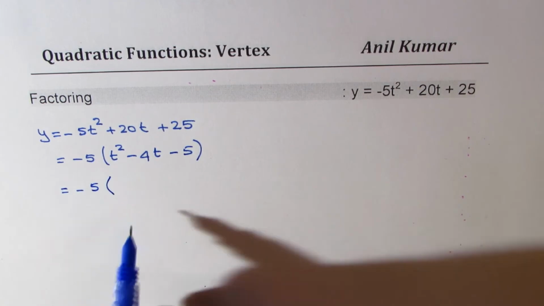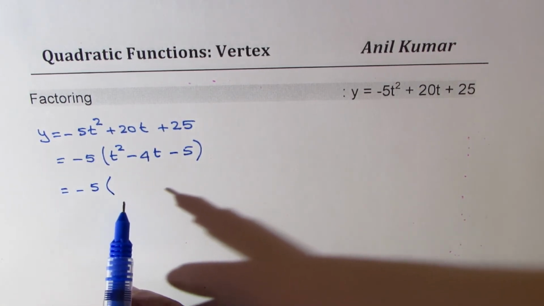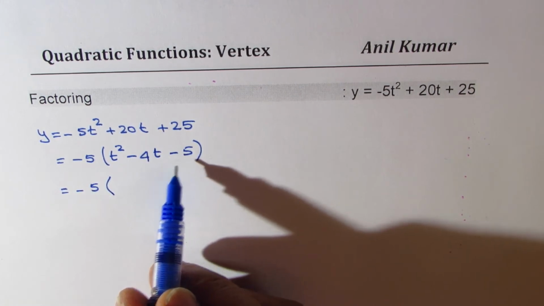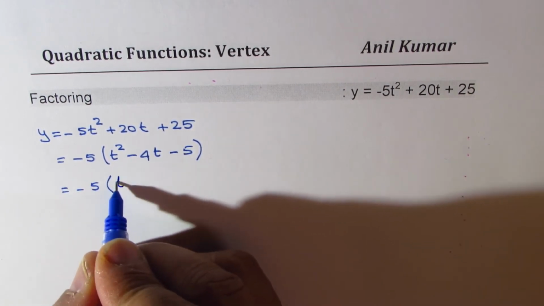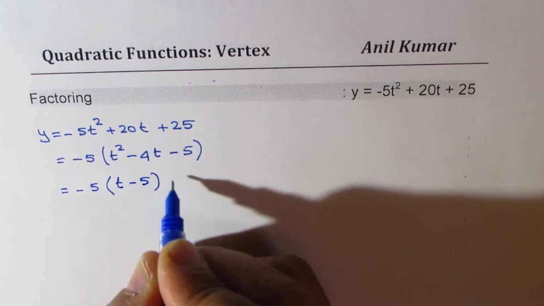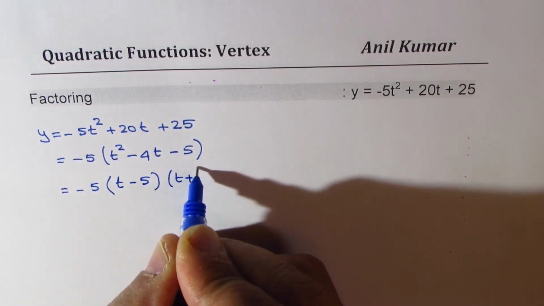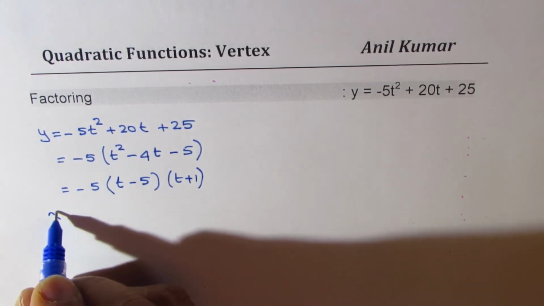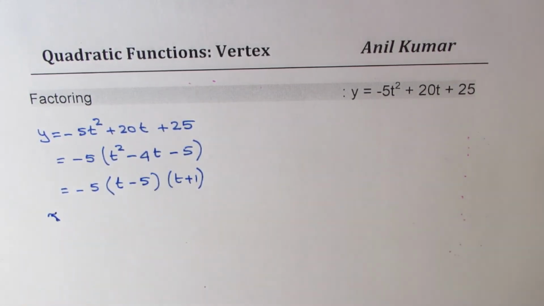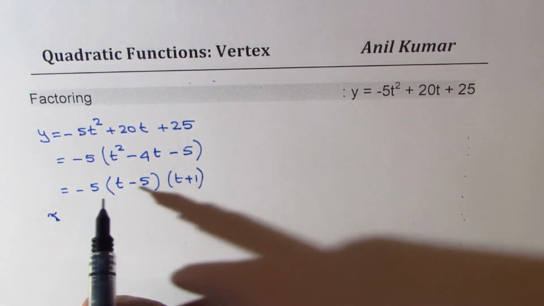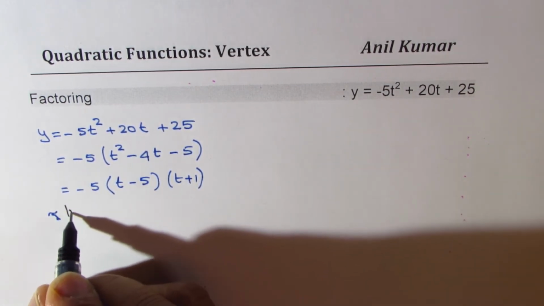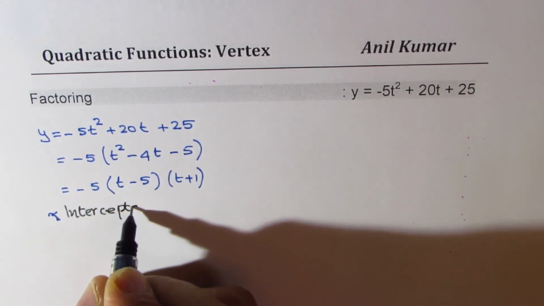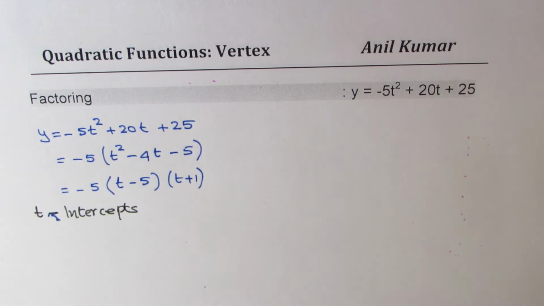I have taken simple equations to illustrate the point of how to find the vertex. We're looking for a product of minus 5 and a sum of minus 4, so that will be t minus 5 times t plus 1. So we get two x-intercepts. I should not call these intercepts with t values, right? So let's find the intercepts now. And we'll call them t-intercepts.